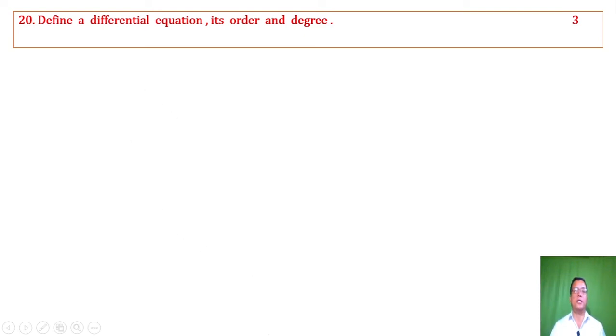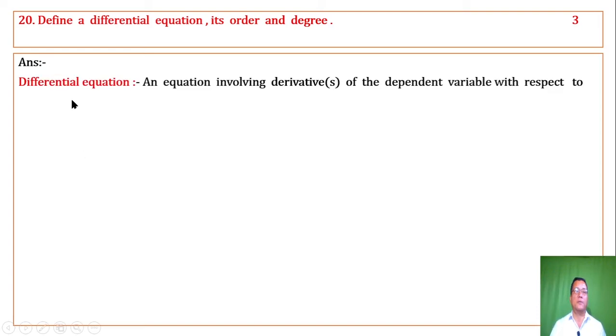Define a differential equation, its order and degree. 3 marks. Differential equation: an equation involving derivative or derivatives of the dependent variable with respect to independent variable or variables is called a differential equation.